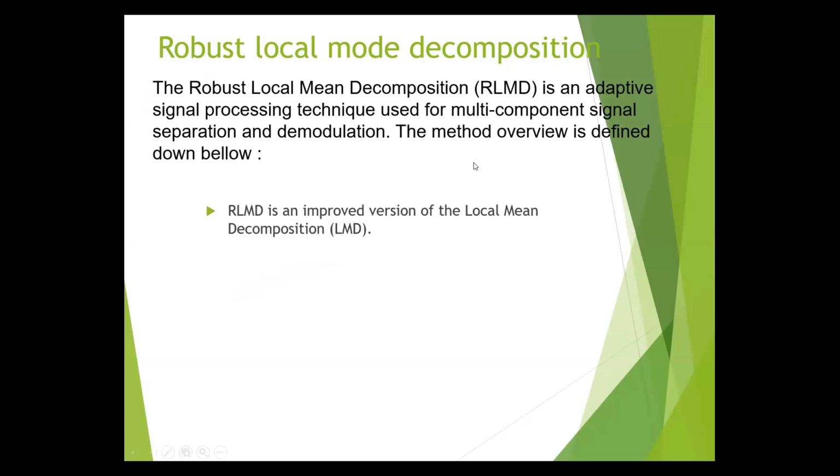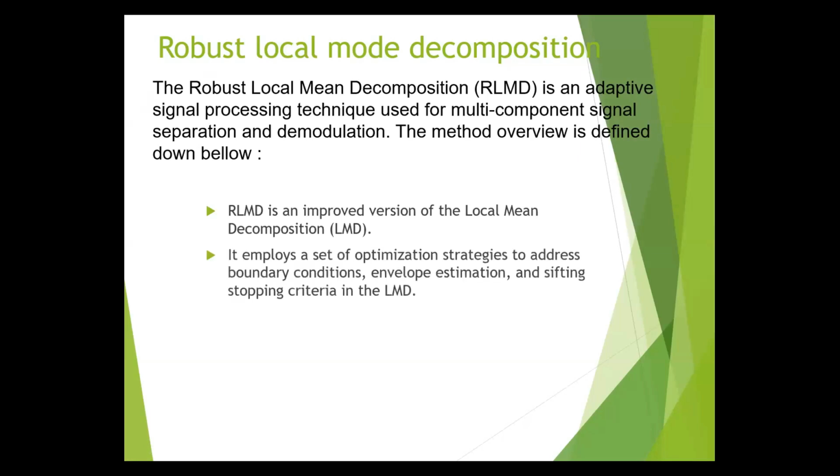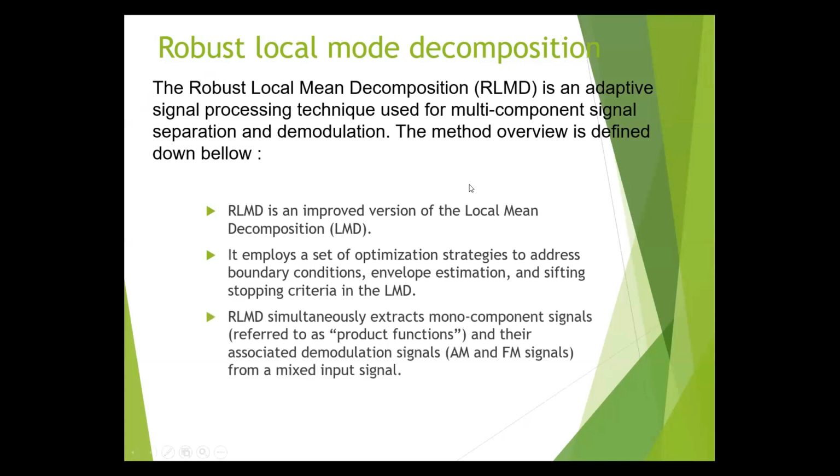Robust local mean decomposition is an improved version of the local mean decomposition. It applies a set of optimization strategies to address boundary condition, envelope estimation, and shifting stopping criteria in the local mean decomposition. Robust local mean decomposition simultaneously extracts monocomponent signals referred to as product functions and their associated demodulation signals, amplitude modulation and frequency modulation signals, from a mixed input signal.